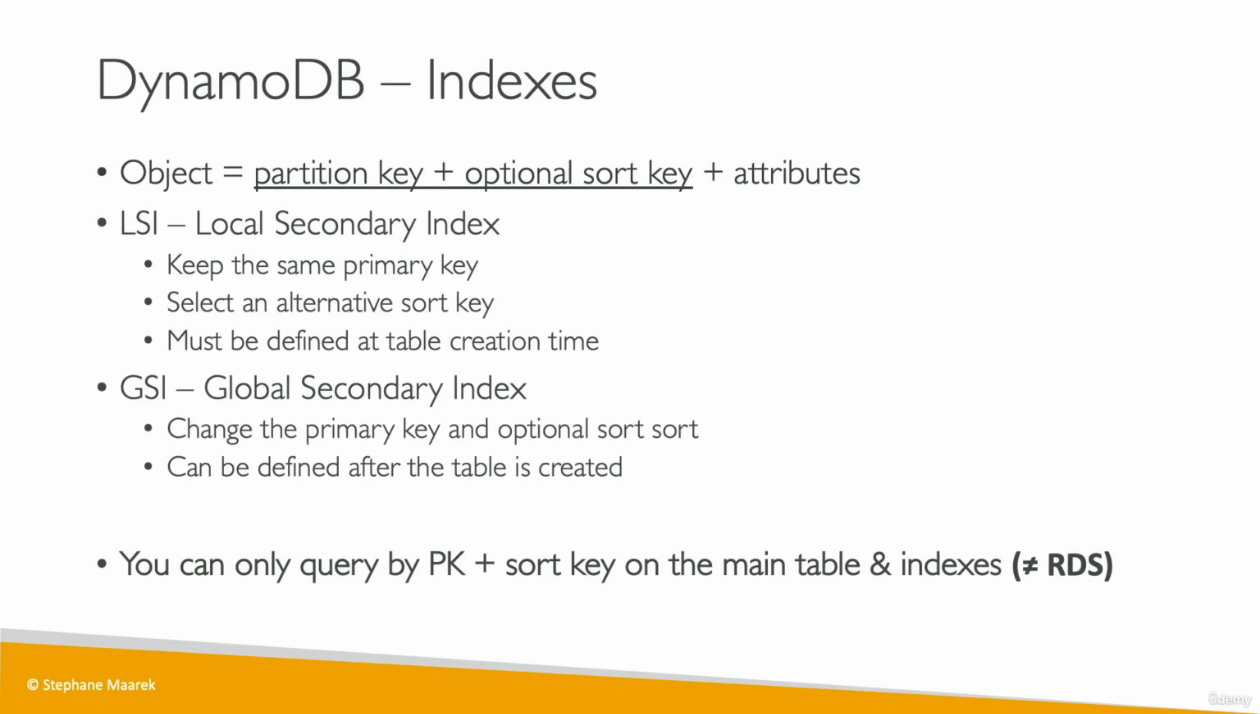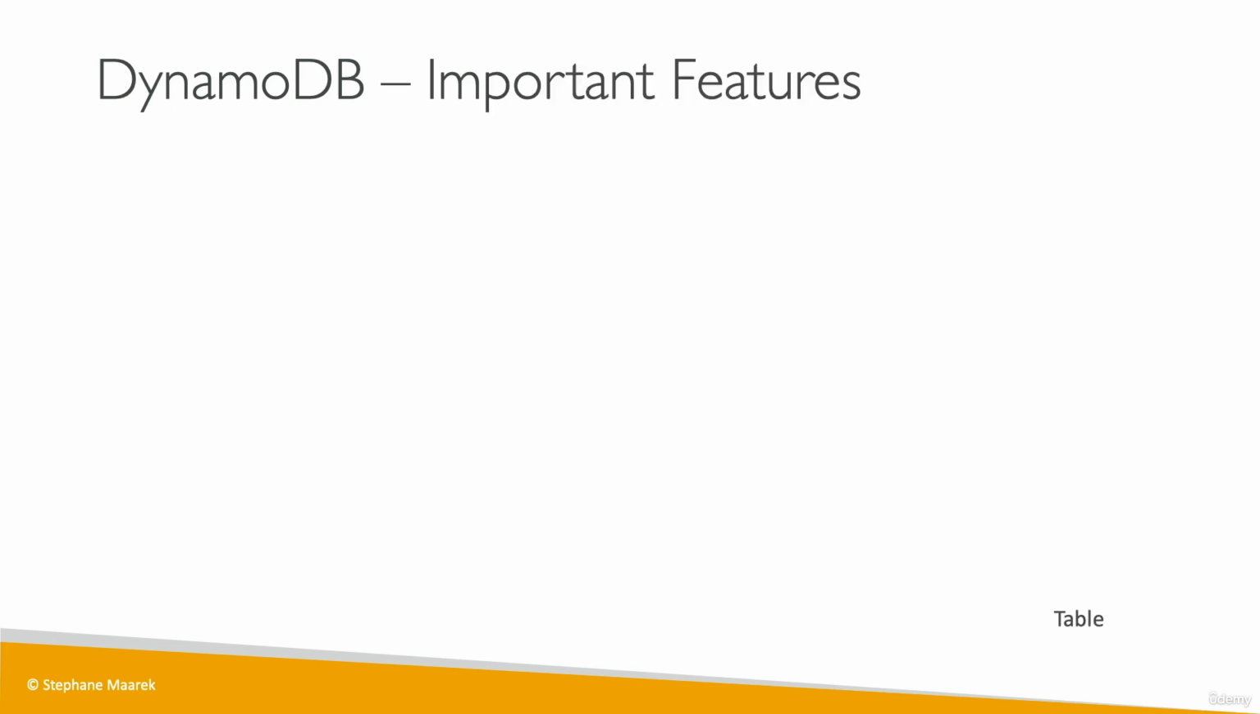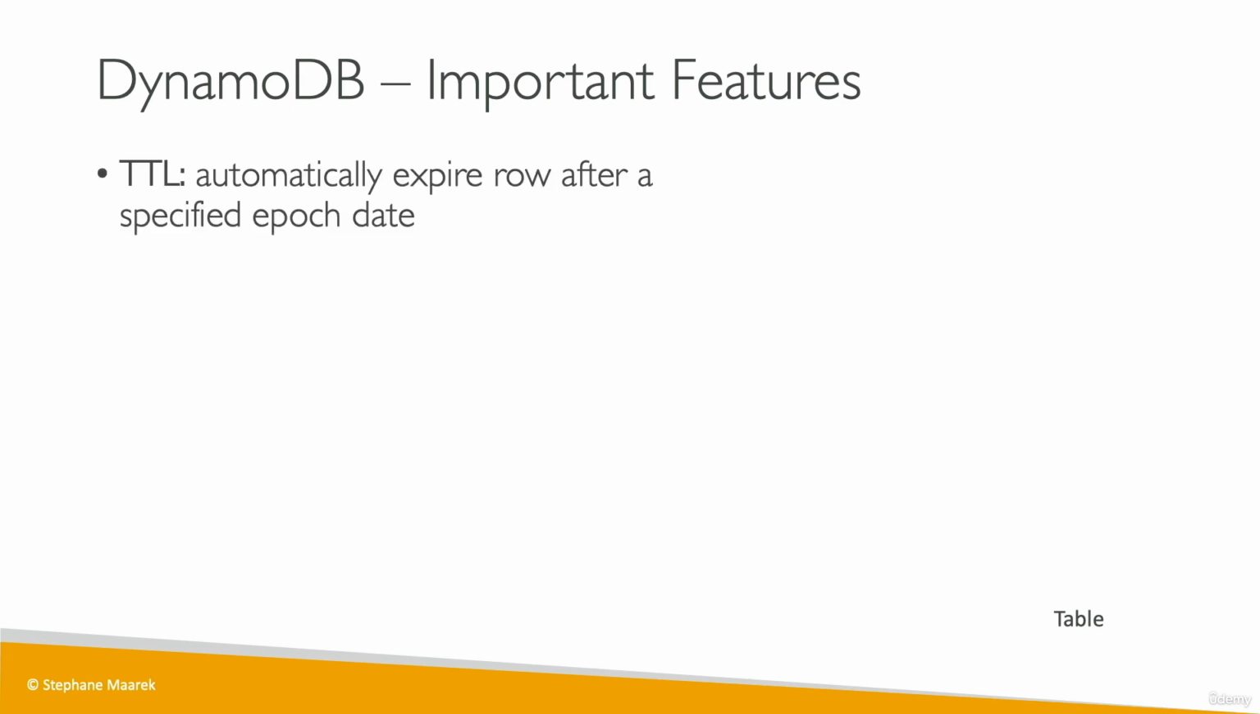Now, DynamoDB is a point of focus on the developer exam, a little less on the Solutions Architect Pro, so you don't need to know all the details, but remember, between the LSI and the GSI, that you need an index if you want to query a specific attribute in DynamoDB. Okay, so some important features of DynamoDB. Number one is TTL, which is to make a row expire after a specific amount of time.